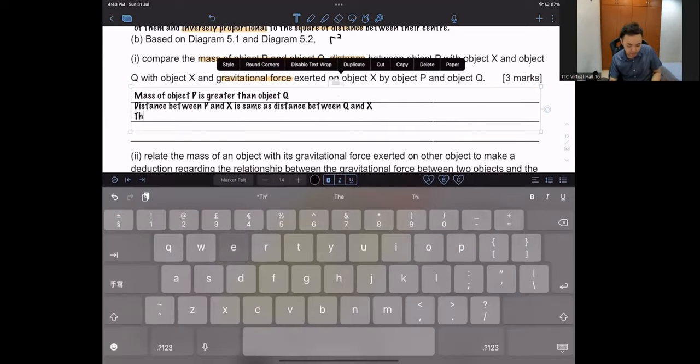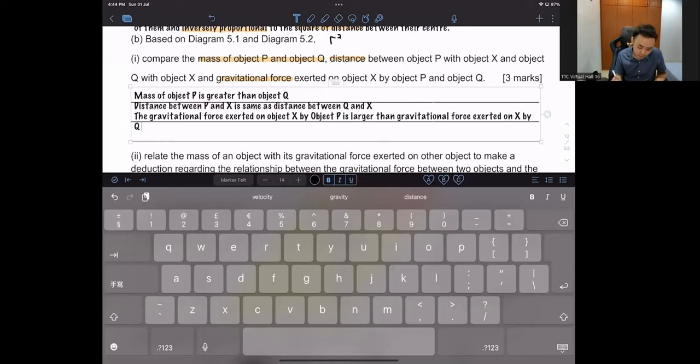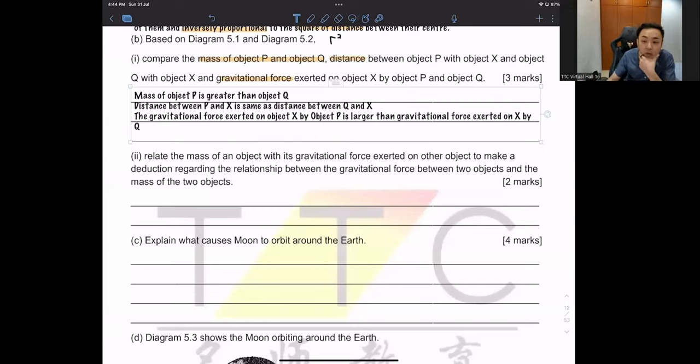The gravitational force exerted on object X by P is larger than the gravitational force exerted on X by Q. There you go. All together, we got 3 different points here.